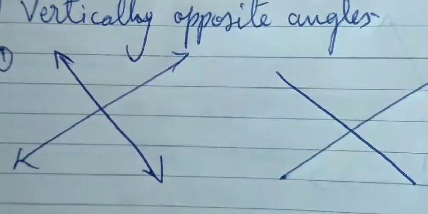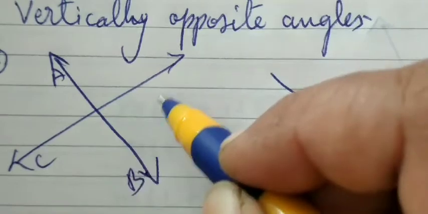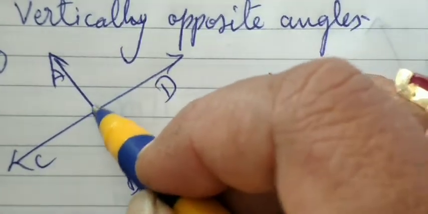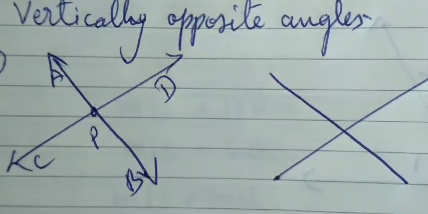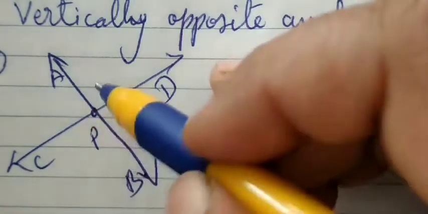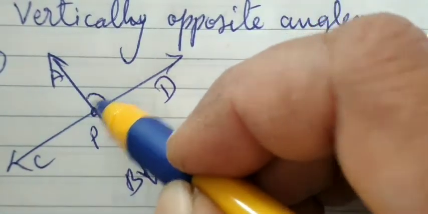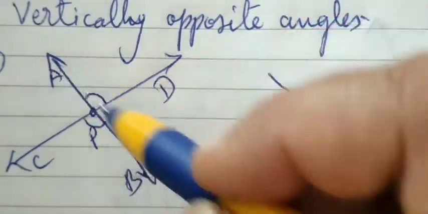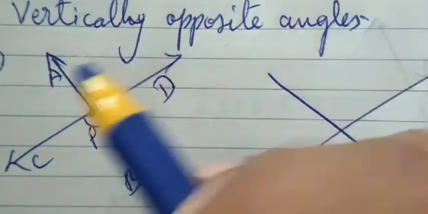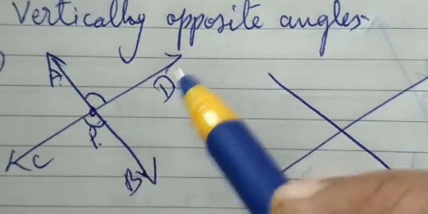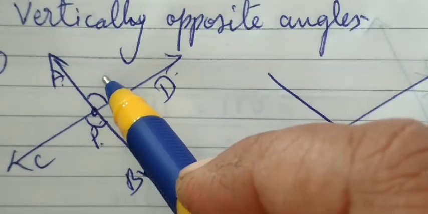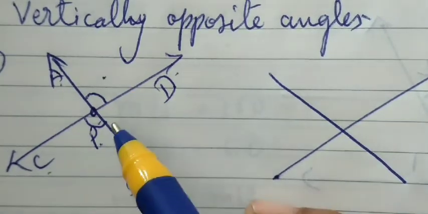In this case, if I name it A, B, C, D and the intersecting point as P, you can find the opposite angles, that is angle APD, this angle, and angle CPB.